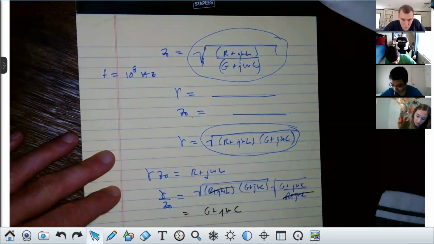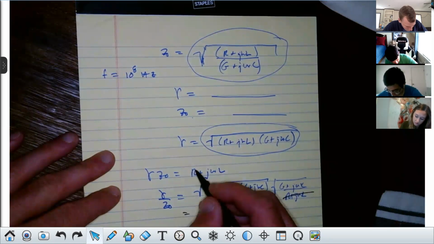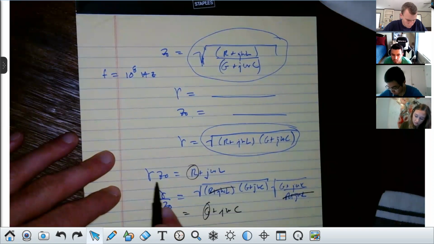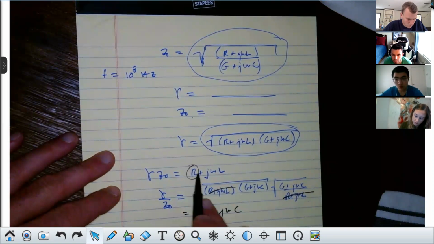But what do you get from this right off the bat? You automatically get R and you automatically get G, correct? We'll do it in a second. But you all see that? When we multiply and divide these two numbers, whatever the values of gamma and Z naught are, we get R automatically and G automatically, right?